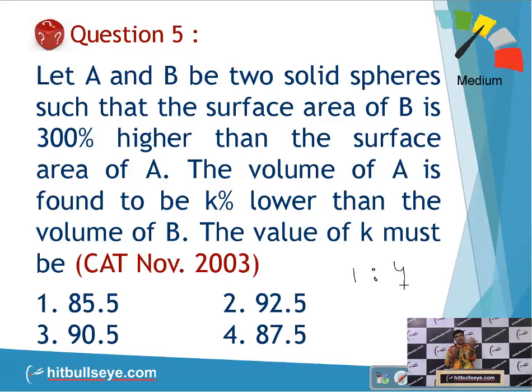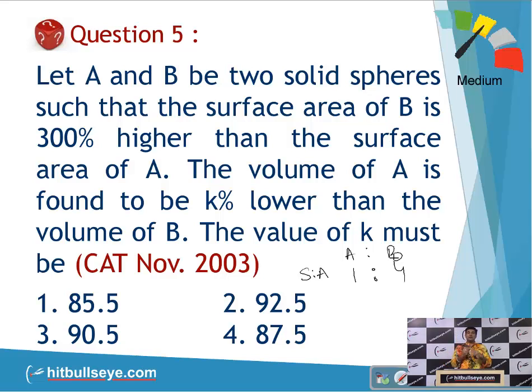300% higher or 3 times more. This is the ratio of surface areas of A:B. Now the volume of A is found to be K% lower than the volume of B. So we need the value of K.